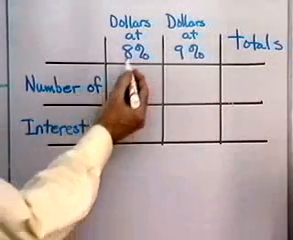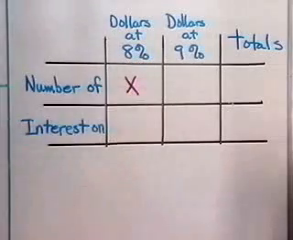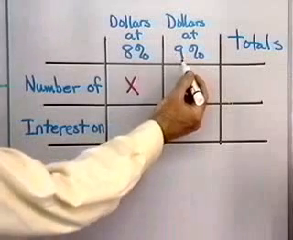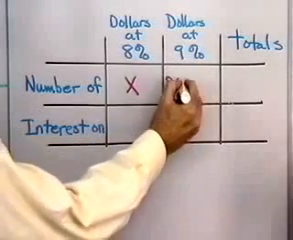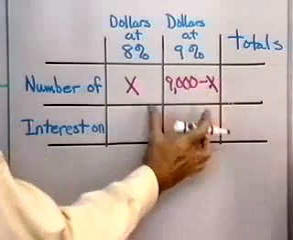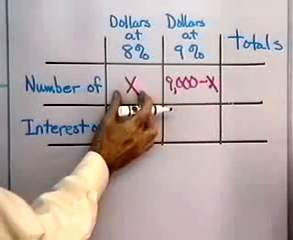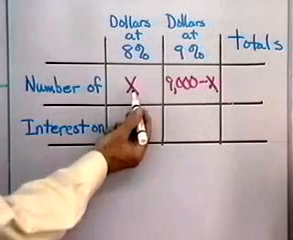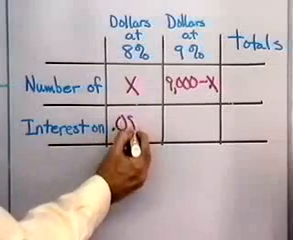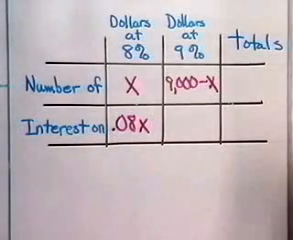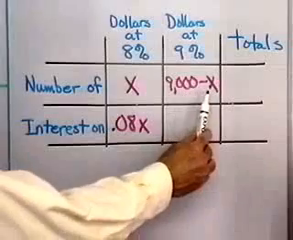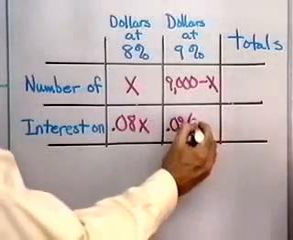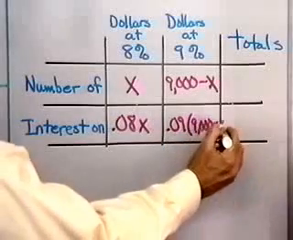But I'm just going to say that the number of dollars invested at 8% is X. If that's true, then since there's $9,000 invested total, the rest is going to be invested at 9%. So that will be 9,000 minus X. The total amount has to come out to be 9,000, so if part of it's X, the rest of it's 9,000 minus X. Now the interest that's earned on the X dollars at 8% is 8% of X, so 0.08 times X. The interest that's earned on the 9,000 minus X dollars invested at 9% is 9% of that amount, so 0.09 times 9,000 minus X.